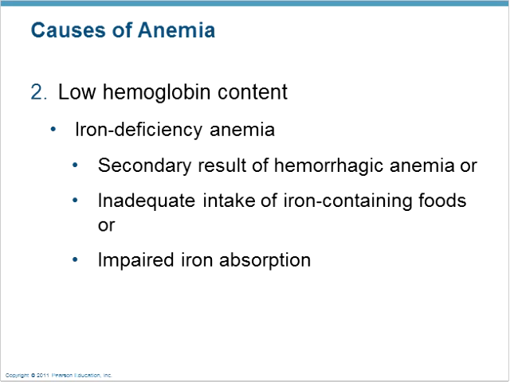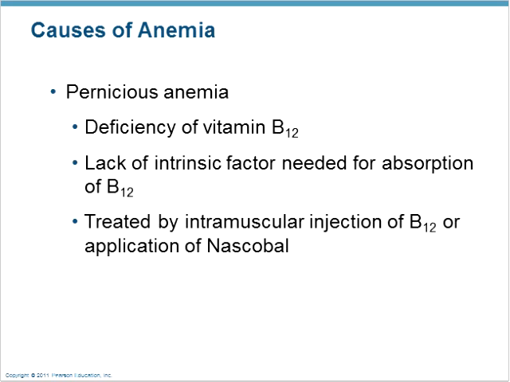We can have causes of anemia from low hemoglobin content, that is iron deficiency anemia, the secondary result of hemorrhagic anemia, or it can be caused from inadequate intake of iron-containing foods, or it can be caused from impaired iron absorption. So it could be we're losing a lot of blood, and the blood's being lost out, so we can't reuse the iron, and we can't take it in fast enough. We're not taking enough iron-containing foods. We don't eat enough liver and spinach and those kinds of things. And then we have impaired iron absorption. That means we're just not being able to use the iron.